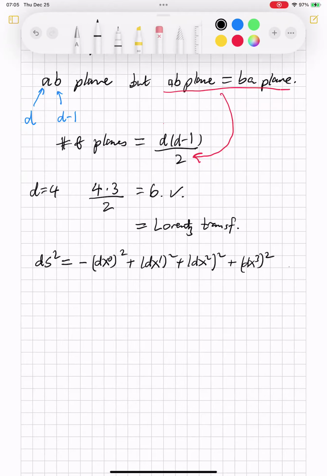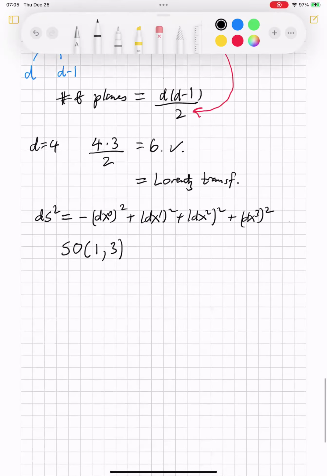There are still 6 Lorentz transformations. In this case, how would we write this group? We would still write it as SO, but now we would write (1,3). 1 because there's one direction in the metric which has a minus sign, and 3 because there are 3 directions in the metric that have a plus sign.